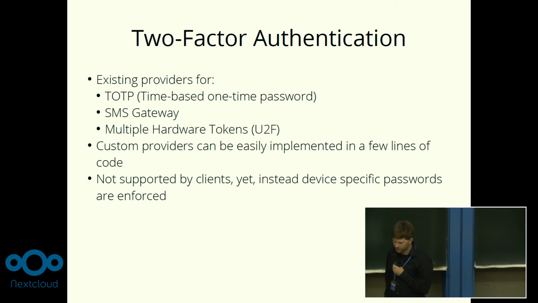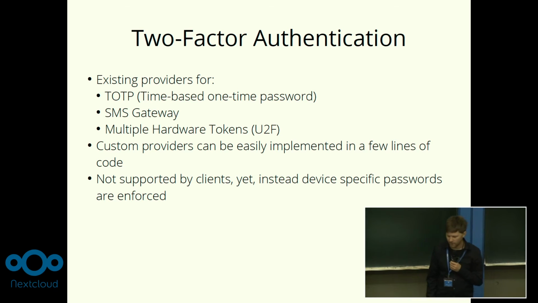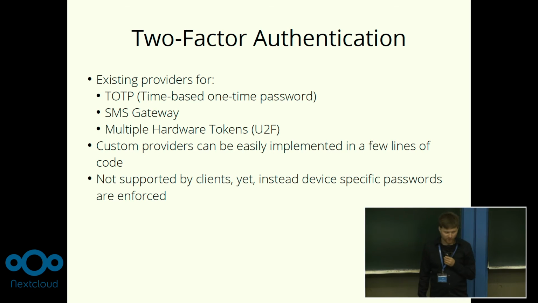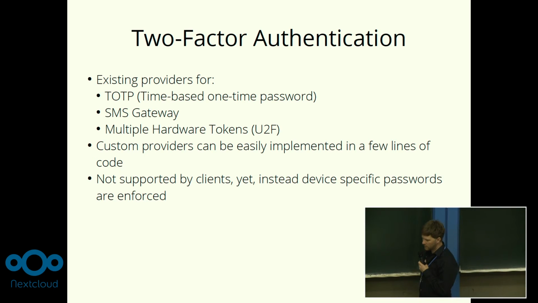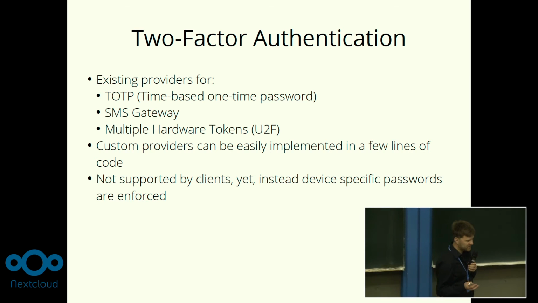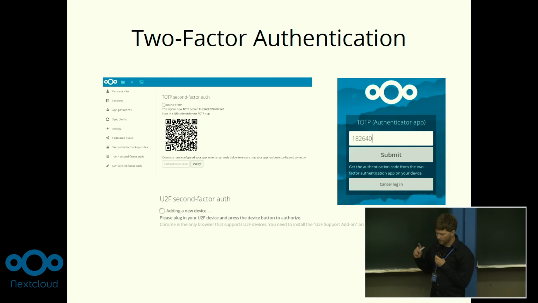What is new is also support for U2F, so some hardware tokens like the YubiKey, where you don't need your mobile phone and type in some number, but just insert this USB token and get authenticated with this additional information. It's also possible to write more custom providers for this, which should be very easy. And the one thing that's not supported are the clients. So if you're authenticating with other apps or with the APIs, you will need to use an app password. And about the app passwords, we're going to talk later.